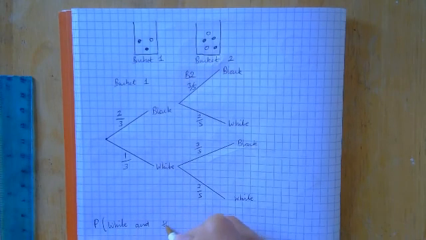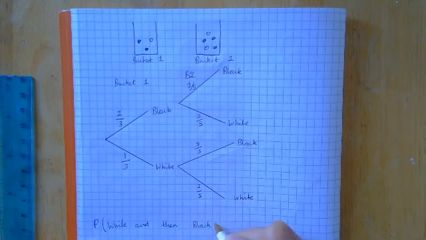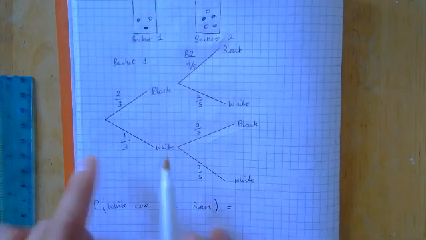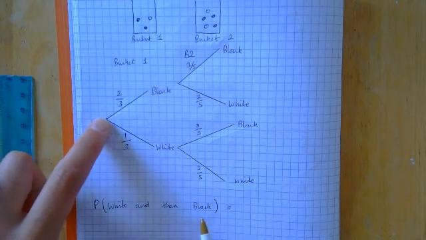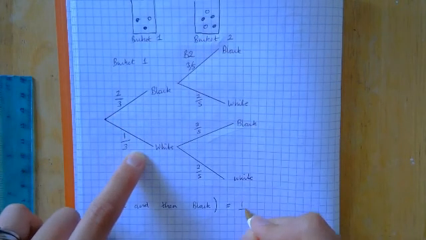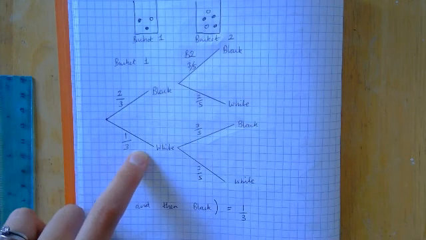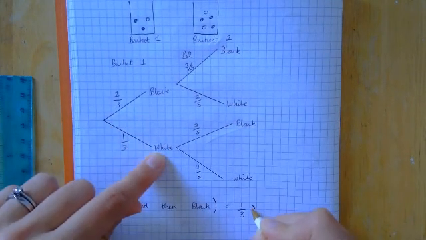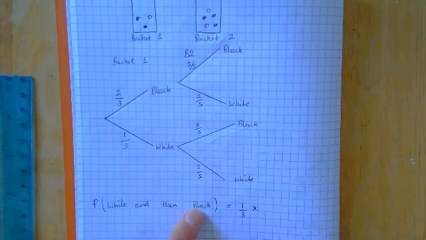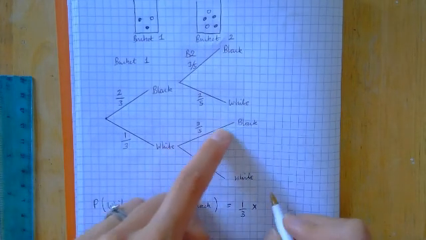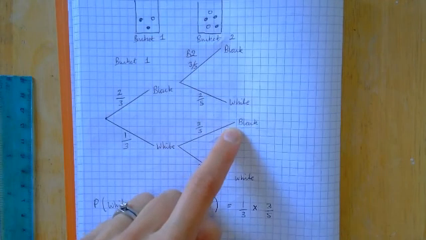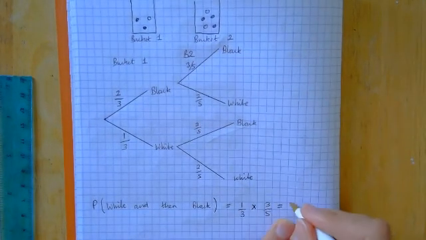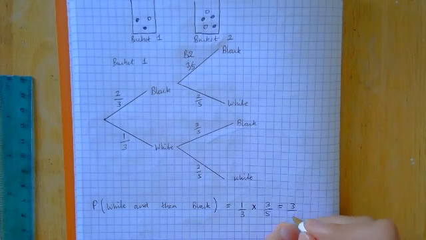And then they could ask us for things like, what's the probability of getting a white and then a black? So, what's the probability of getting a white and then a black? So, we want a white one first. So I walk along my white branch, which is 1 over 3. And remember, my only rule is that when I'm walking along the branches, I multiply. So I've walked along the white branch, and now I'm going to multiply it by, well, what do I want now? I want a black. So I'm going to walk along the black branch, which is 3 over 5, and I'm multiplying them.